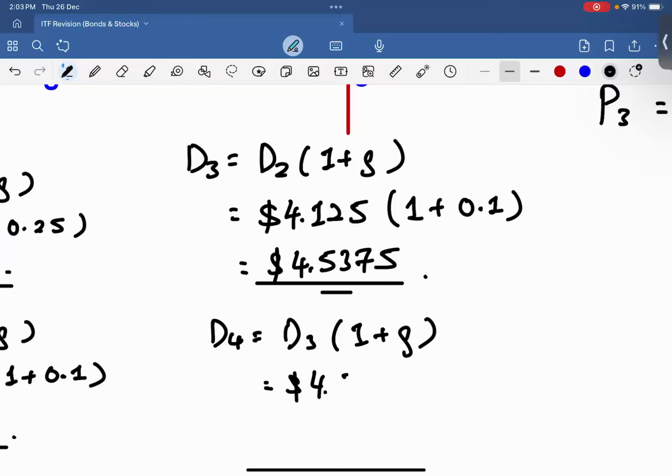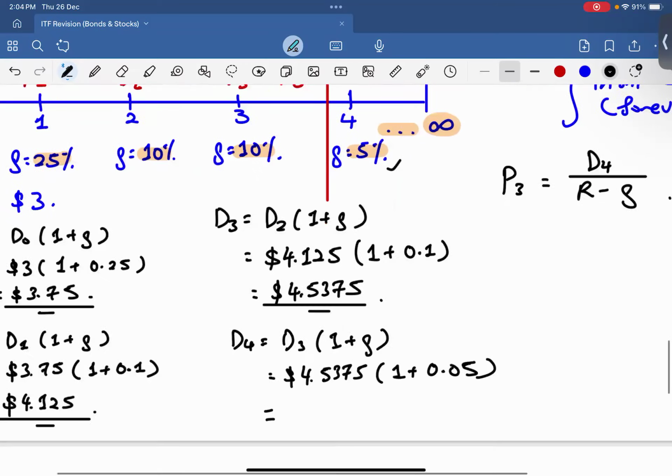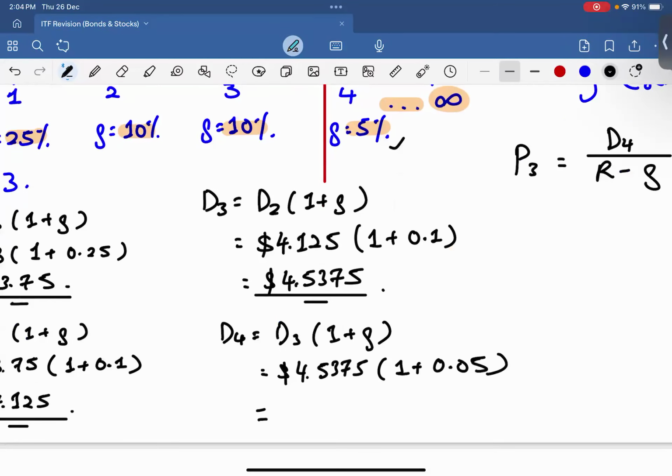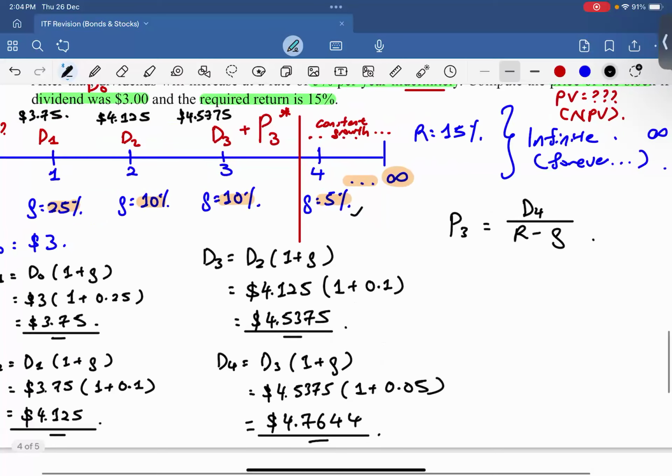D3 bracket 1 plus G. Okay. 4.5375 bracket 1 plus G. G is how much? 5% here. 0.05. Okay. This D4 here is only for my calculation of P3, but I don't have to key in as part of my cash flow later on because I compute everything into P3 already. Okay, this one is only for my P3 calculation.